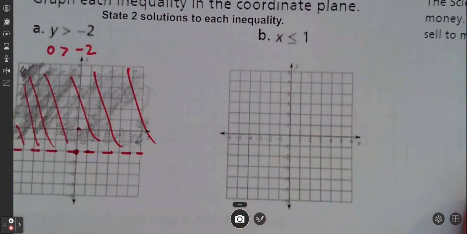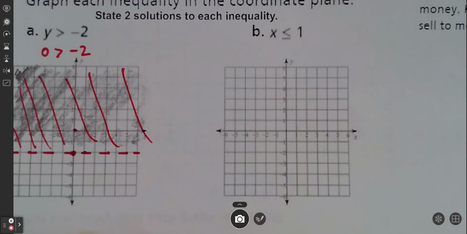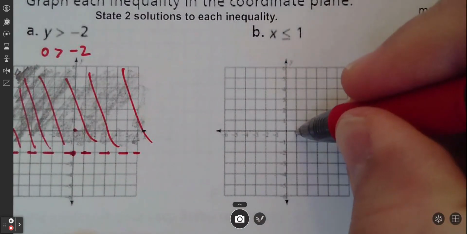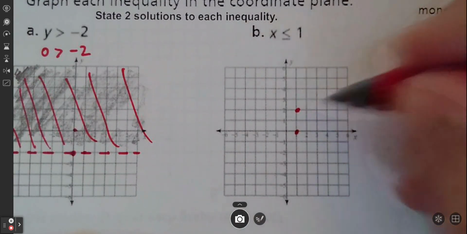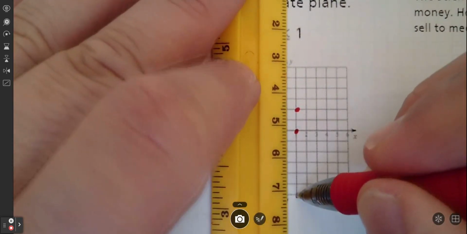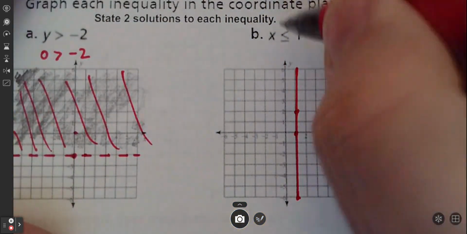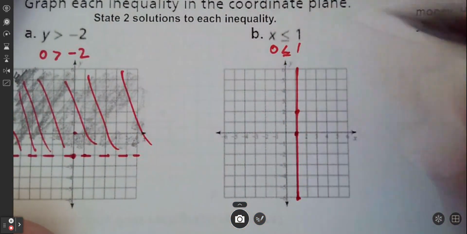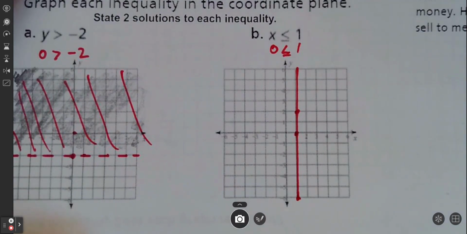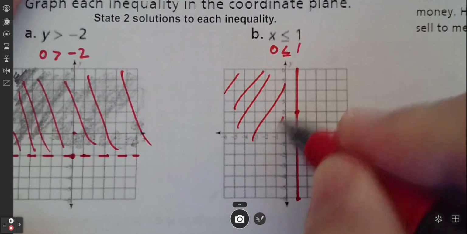Graphing this one. What is our y-intercept? Trick question. We don't have one. This is a vertical line through 1. So it's here. If I pick 2 points, dotted or solid? Solid. Check, does 0, 0 work? If I plug in 0, 0 is less than or equal to 1. True or false? True. So that 0, 0 is part of the party.